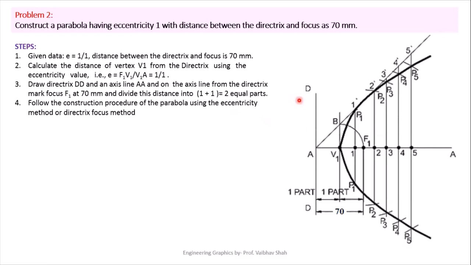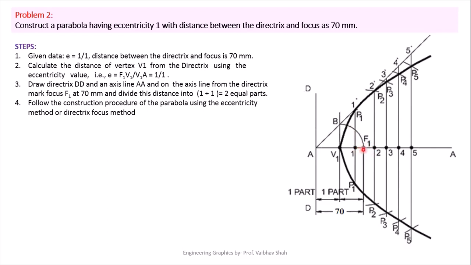Here, first let us draw this vertical line, the directrix, and let us call this directrix DD. After that, we'll draw one horizontal axis of your parabola from your point A. Let us draw one horizontal axis of the parabola, AA. After that, we'll denote this point F1, as it is given that your directrix and focus distance is 70 mm. So from your directrix to focus, you have to identify the distance of 70 mm, and you will locate this point F1 somewhere here, 70 mm away.